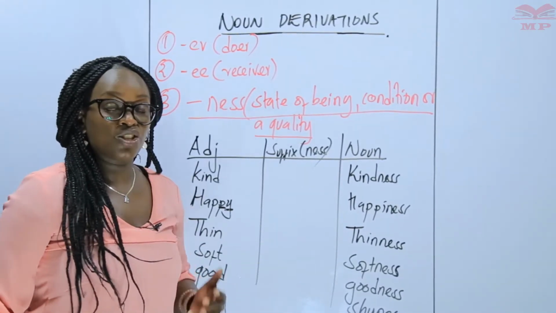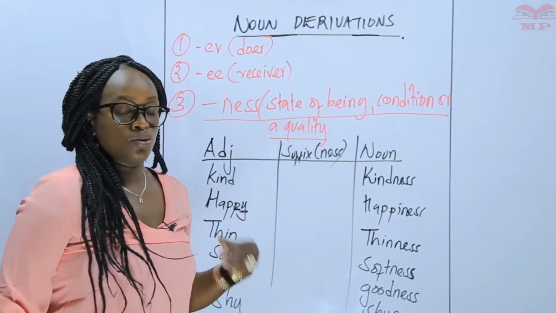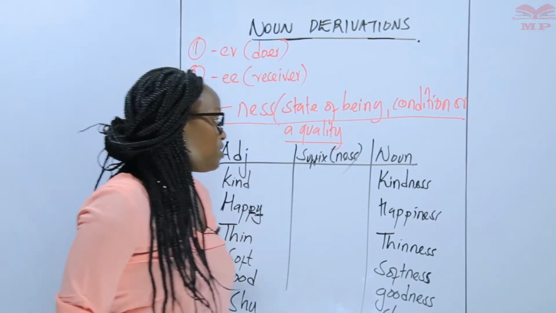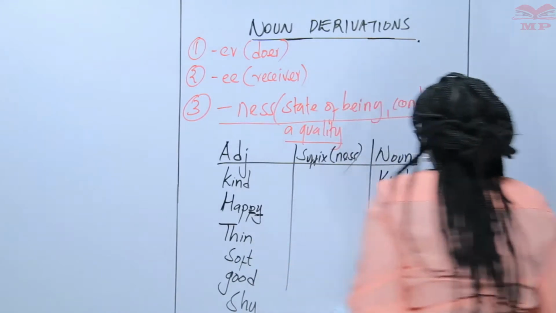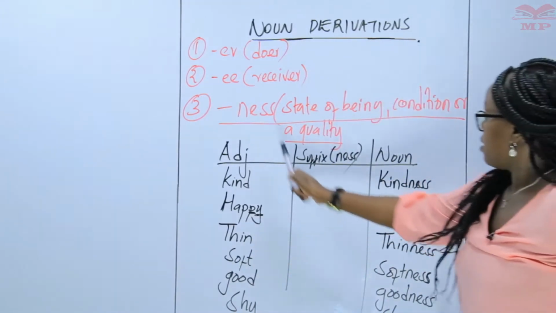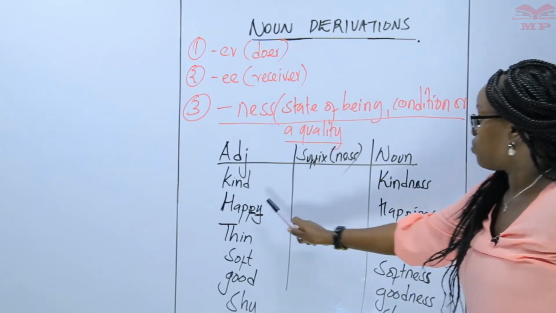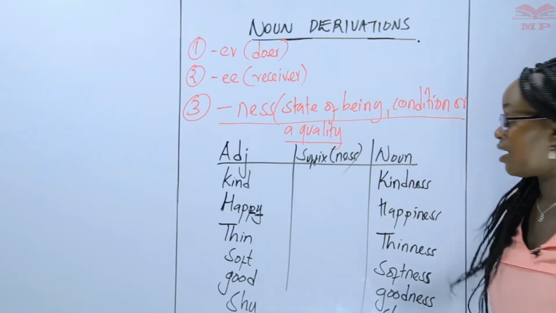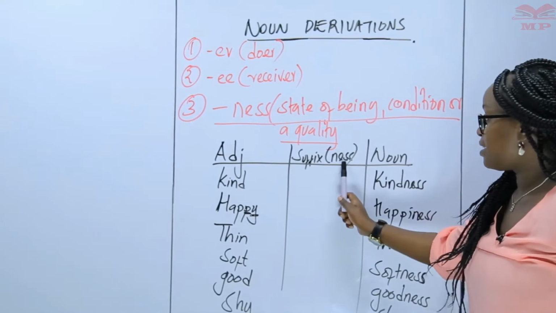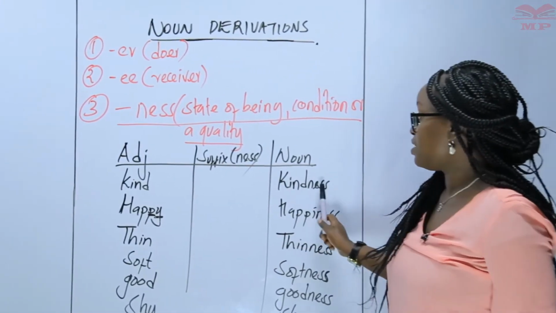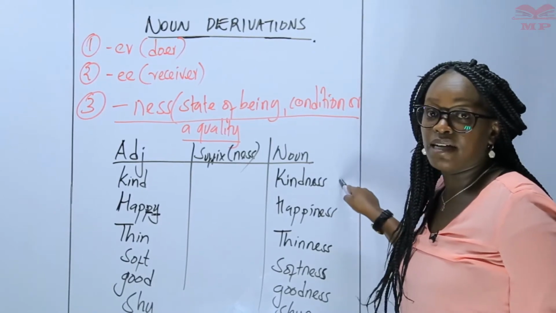So some of the rules that we talk about are not always comprehensive. They do not touch on all adjectives. So you need to also make sure that you make use of your dictionary to confirm some of these things. We had discussed that ness is used to denote a state of being. So let's look at our first adjective here. We have kind. When we add the suffix, it forms a noun, which is kindness.